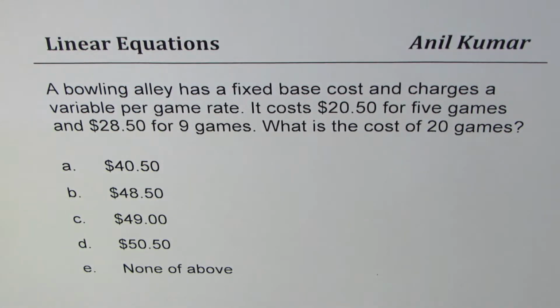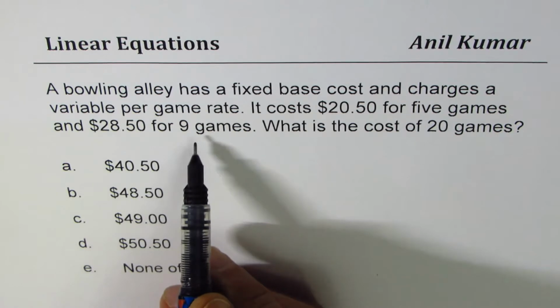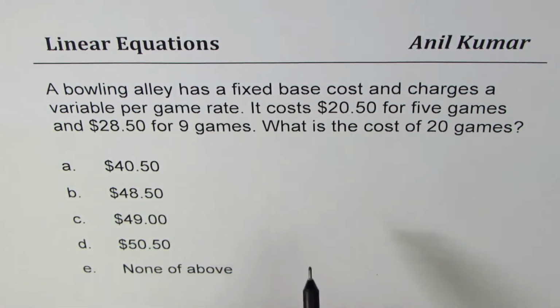The question here is, a bowling alley has a fixed base cost and charges a variable per game rate. It costs $20.50 for 5 games and $28.50 for 9 games. What is the cost for 20 games? There are 5 choices given to you. You can always pause the video, answer the question, and then look into my suggestions.